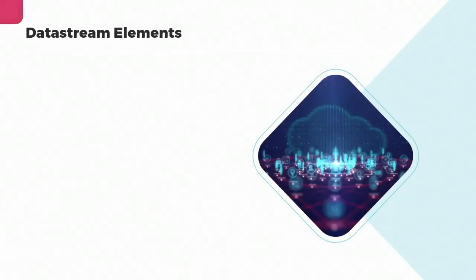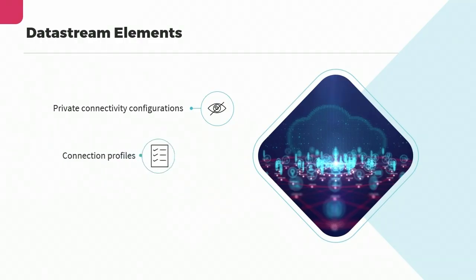There are some elements as well that I want to discuss. One of them is that there's a private connectivity configuration, and this allows us to enable Datastream to communicate with the data source over a private network. And so this communication happens through what's called a virtual private cloud and peering connection.